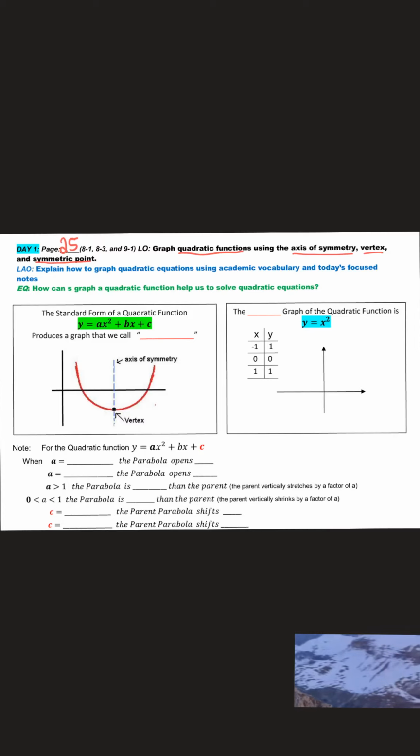Our language acquisition objective is to explain how to graph quadratic functions using academic vocabulary in today's focus notes. And your essential question is, how can I graph a quadratic function to help us solve quadratic equations?